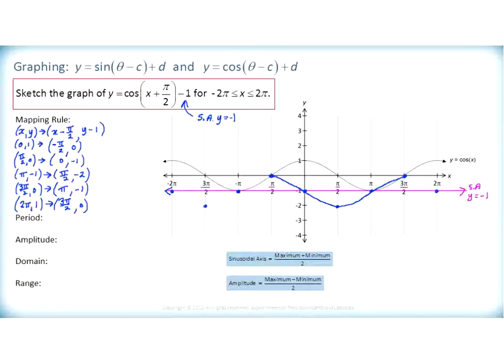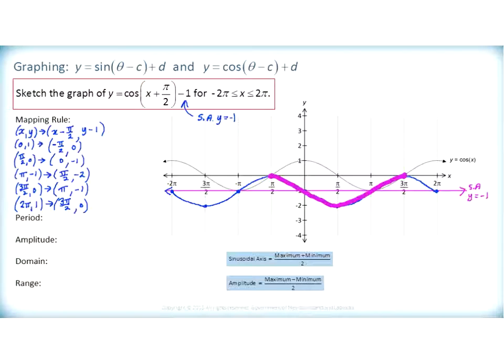So this will be the full graph for the restricted domain that we were asked to go, between negative 2 pi and a positive 2 pi. But again, the main section of this graph that I want to highlight is this one, between negative pi over 2 and a positive 3 pi over 2. That is the section of the V-shaped graph that I transformed at the beginning.